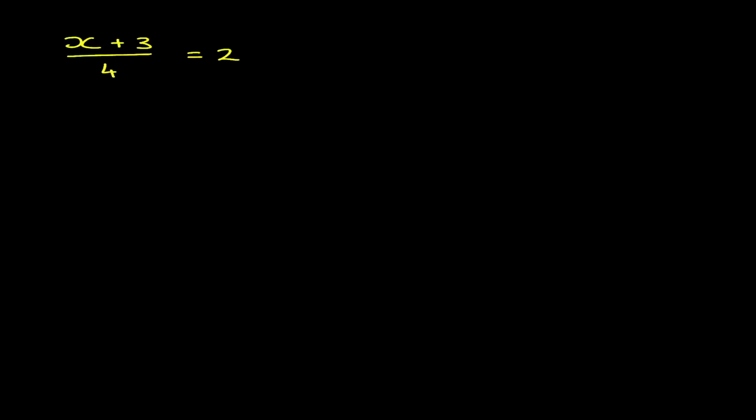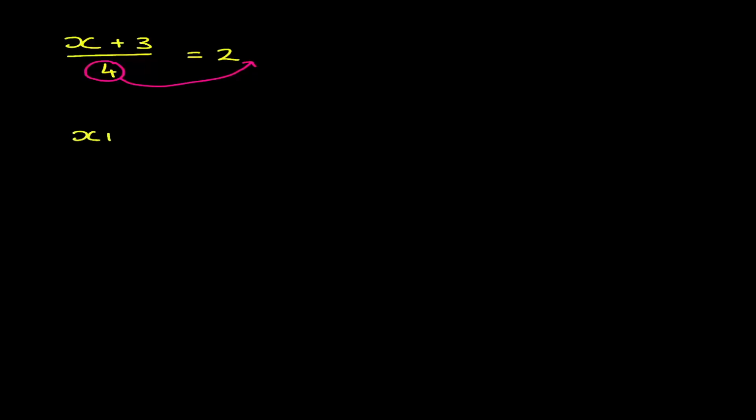We've got x plus 3 all over 4 equals 2, and I ask you to solve for x. Easy peasy. Let's smash this out. Okay, so we want to isolate the x. So what we want to do is get rid of this 4. It is a divide on this side, so when you move it across, it becomes multiplied.